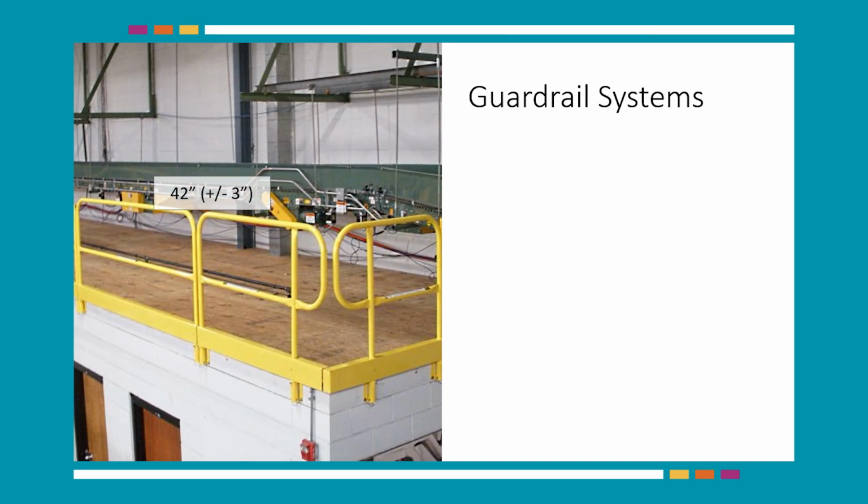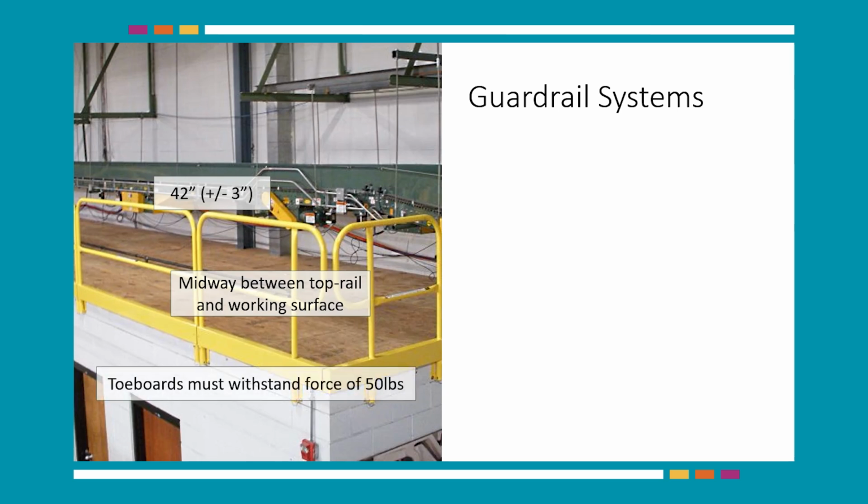Top rails must be 42 inches plus or minus 3 inches above the walking or working level. Mid-rails and similar intermediate structures must be installed between the top edge of the guardrail and the working surface when there are no walls at least 21 inches high. Toe boards must be able to withstand a force of at least 50 pounds. Guardrail systems must be able to withstand a force of at least 200 pounds when force is applied within 2 inches of the top edge in any direction and point along the top edge.